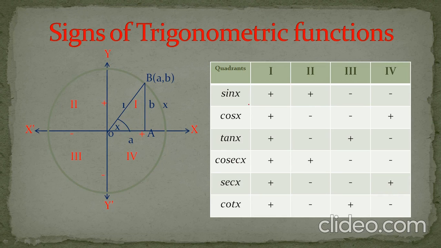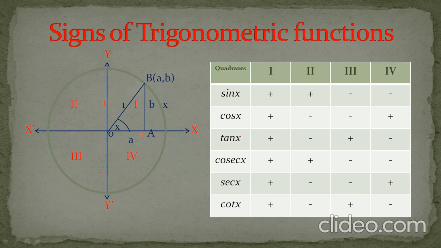Similarly for cosec x, we will see the signs of sin x because cosec x is inverse of sin x. So cosec x के sign और sin x के same होने चाहिए. So sin x positive है first में, तो cosec भी positive होगा. In the same way, cosec will be positive in second quadrant and negative in third and fourth quadrant. For secant x, we will see the signs of cos x because secant x is inverse of cos x. तो जो cos x के साइन हैं वही secant x के होंगे, that is positive in first quadrant, negative in second and third, and positive in fourth.